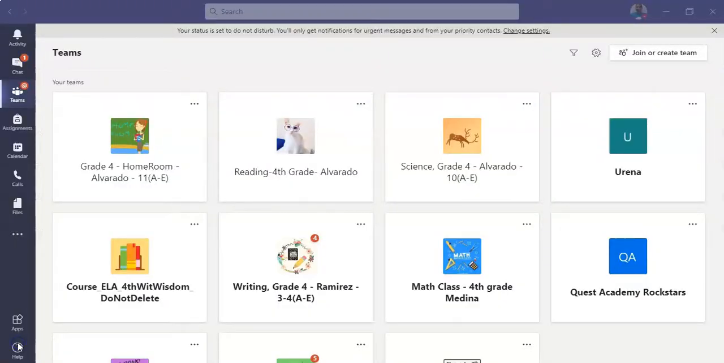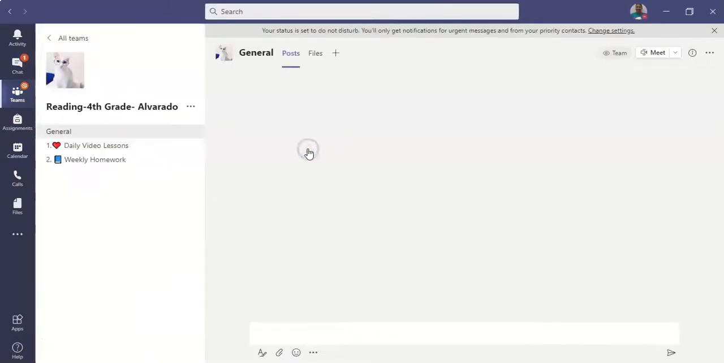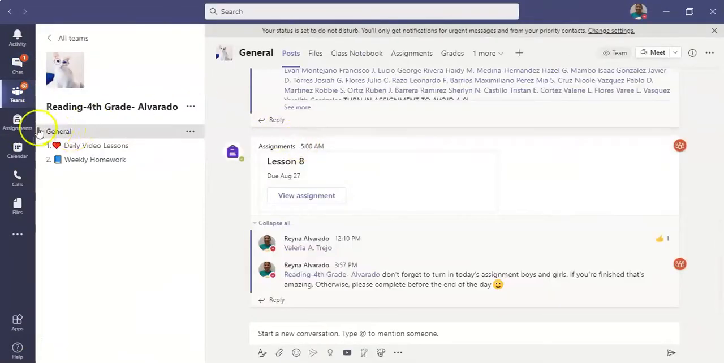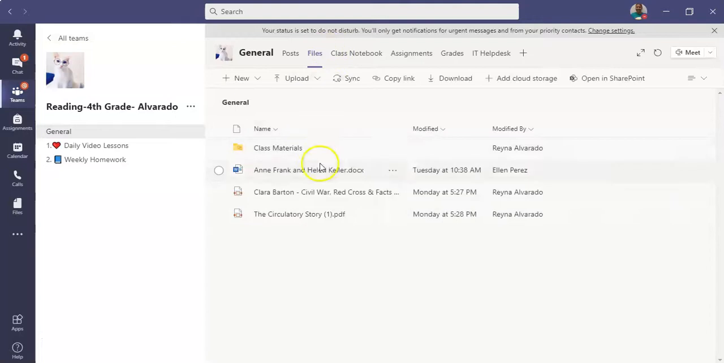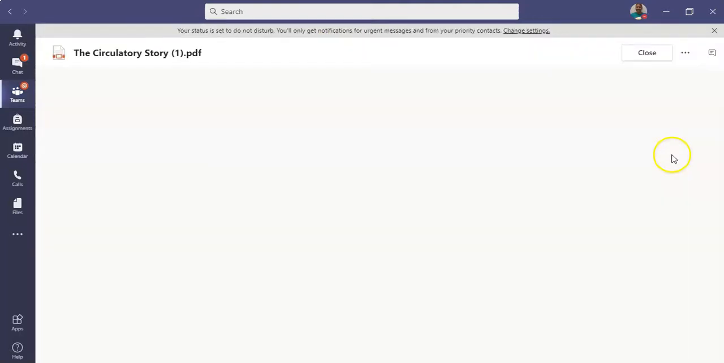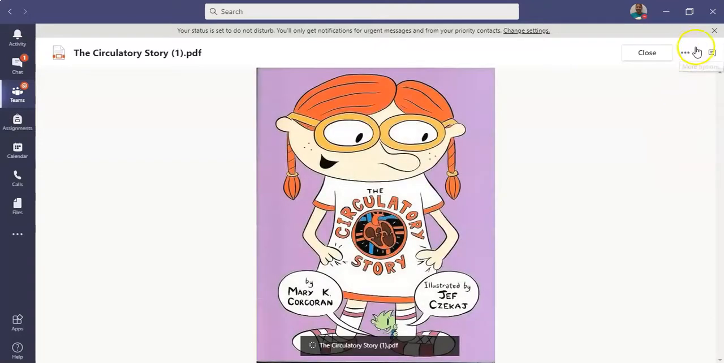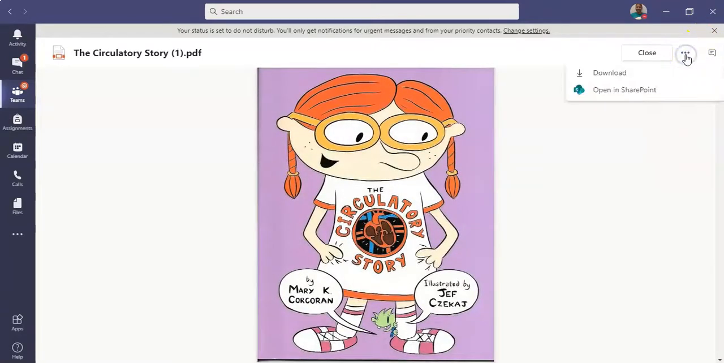So this is a friendly reminder of how you can access the circulatory story. Remember, you go on to Teams, then to reading class. Make sure you're on the tab that says General and then go to Files. On Files, you'll be able to see the circulatory story. Remember, all you have to do is click on it, and you can also download it by clicking on the upper right-hand corner 3 dots and download.